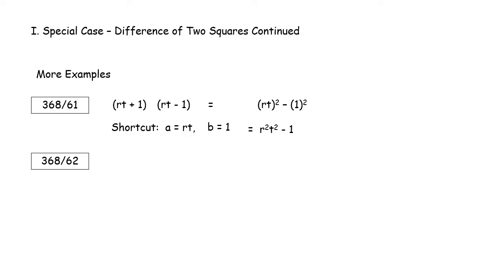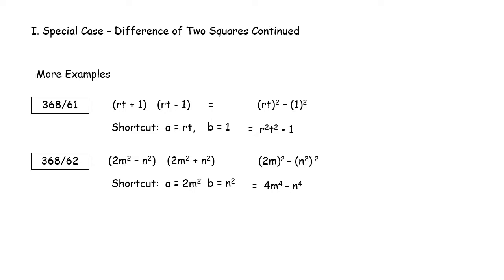On the same page, problem 62, we have 2m squared minus n squared times 2m squared plus n squared. Our shortcut says take a, which is 2m squared, and b, which is n squared, and square their difference. So we'll get 2m squared squared minus n squared squared, which will be 4m to the fourth for 2m squared squared, and n squared squared is n to the fourth.